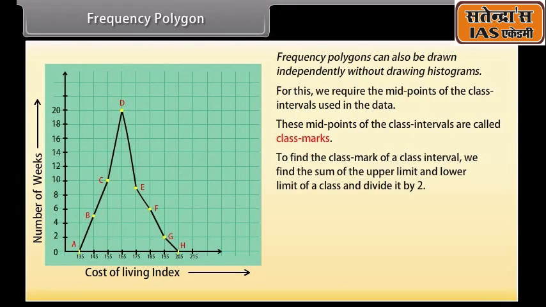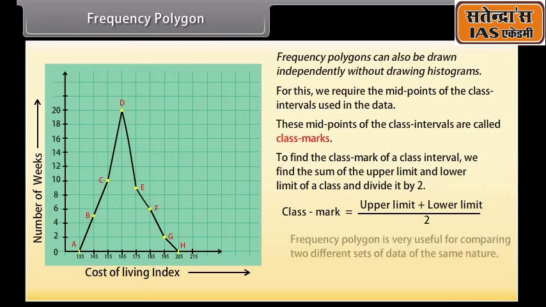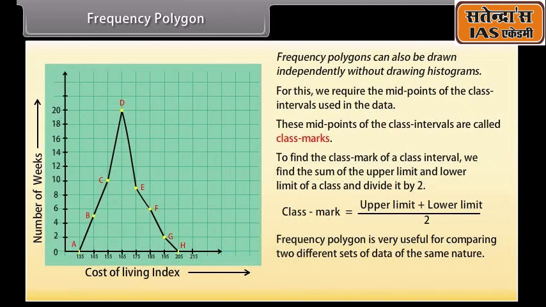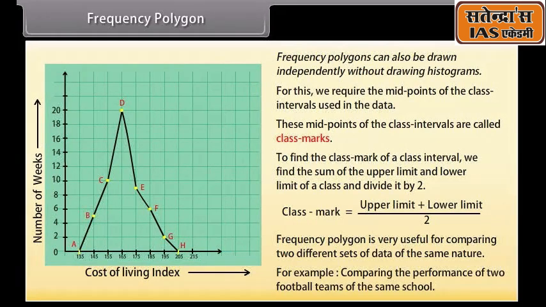To find the class mark of a class interval, we find the sum of the upper limit and lower limit of a class and divide it by 2. Thus, class mark is equal to (upper limit plus lower limit) whole upon 2. Frequency polygon is very useful for comparing two different sets of data of the same nature. For example, comparing the performance of two football teams of the same school.